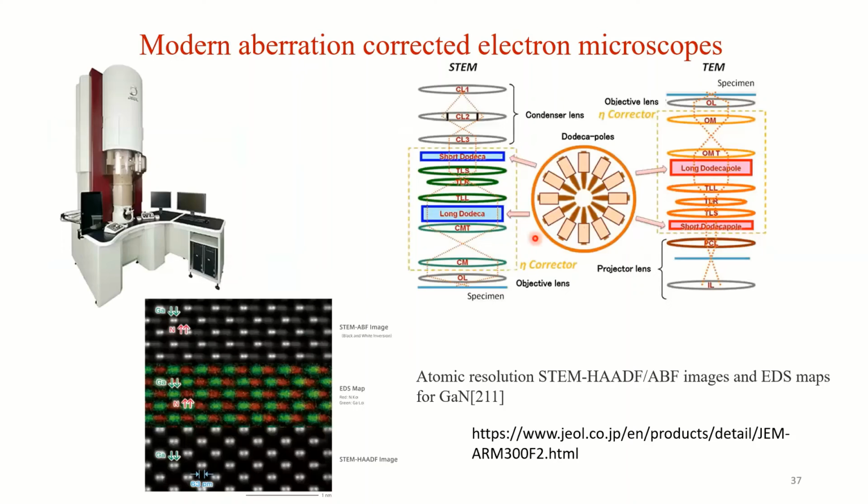And here is a very modern instrument, which is the JEOL ARM, Grand ARM. It operates at 300 kilo electron volts, and it is also equipped with a cold field emission gun, and it has an aberration corrector developed by JEOL itself. Here we are using dodecapole magnets. The working principle is the same as those hexapoles, but this is called an expanding trajectory aberration corrector. Here you have a short dodecapole, here you have a long dodecapole, and the excitation of these two dodecapoles is a bit different in order to correct for twofold or fourfold aberrations.